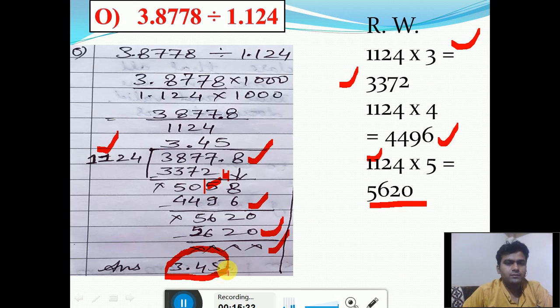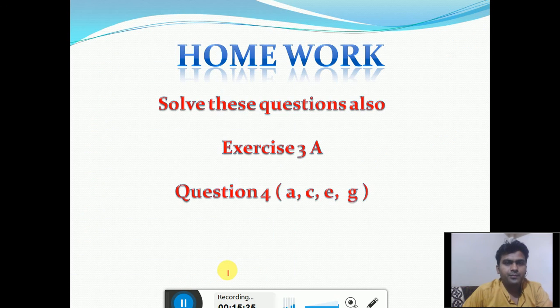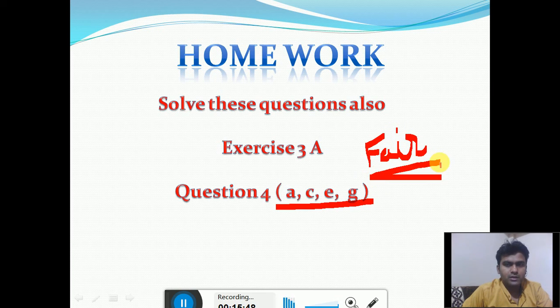So your homework: you have to solve these questions in your fair copy. Complete your fair copy and solve all the questions. In the fair copy only you have to solve.